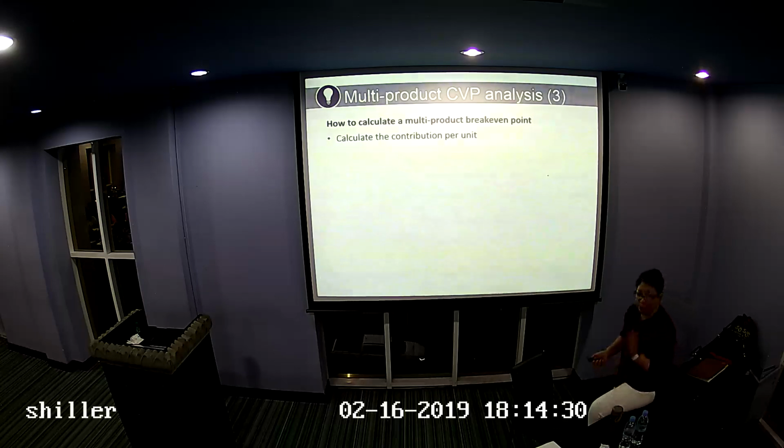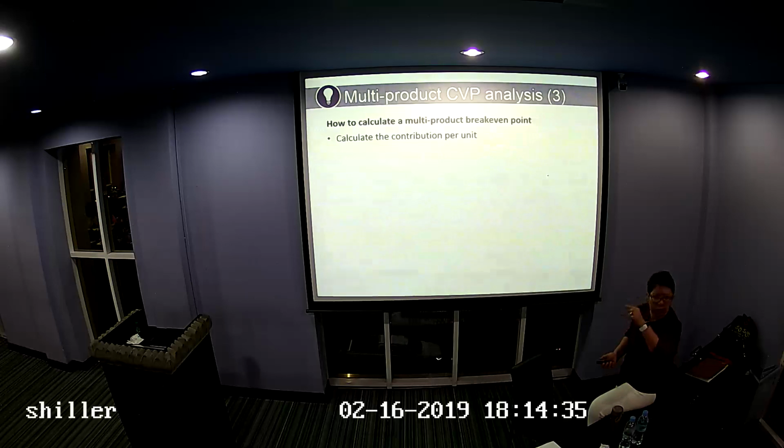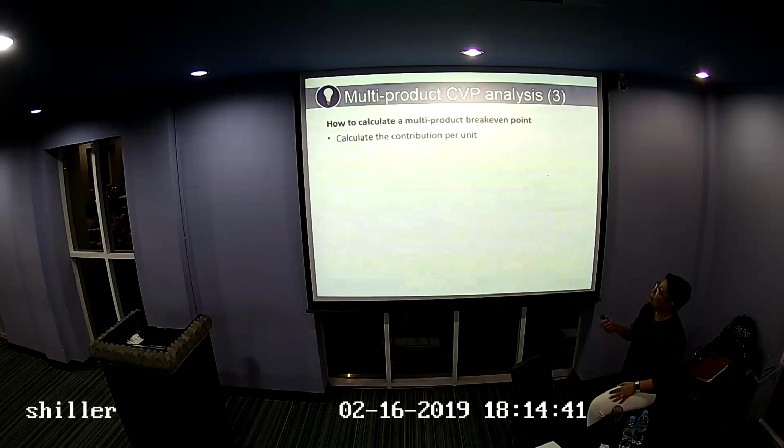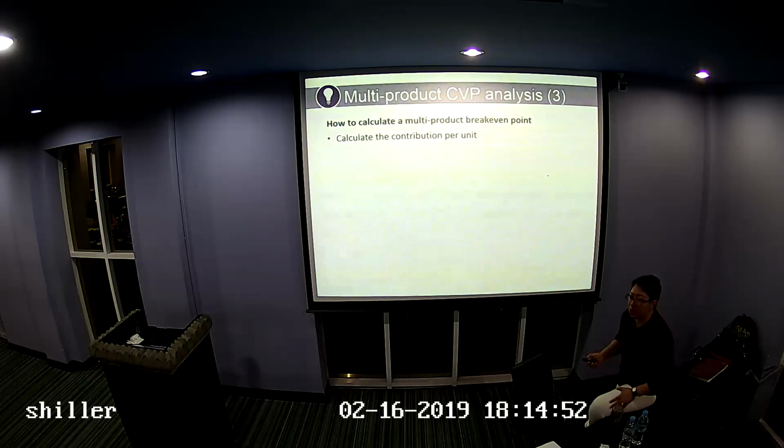So, first step. So this chart, you need to put a star, because this one shows you the steps on how to calculate CVP analysis using many products, or break-even point using many products. Okay? So you remember this. Step 1, calculate the contribution per unit. Okay? Number 2, contribution per mix.